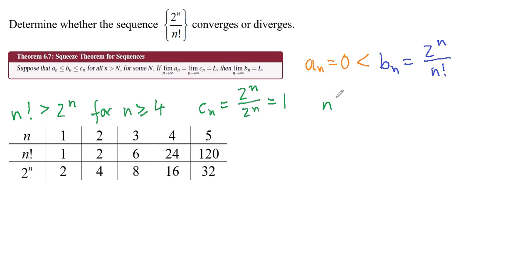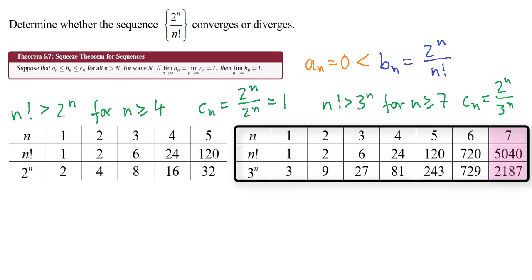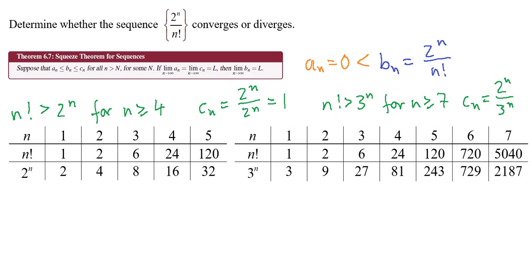So let's try 3 to the n. Indeed, n factorial is greater than 3 to the n for all n greater or equal to 7, as this table of values shows. So finally we have found two bounding sequences, one from below and one from above.